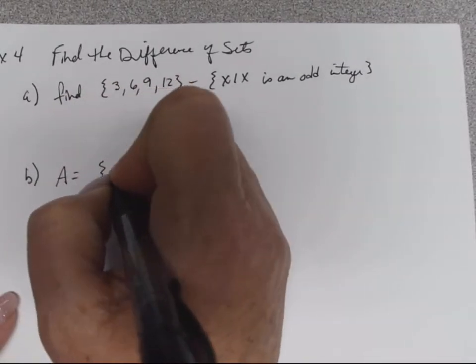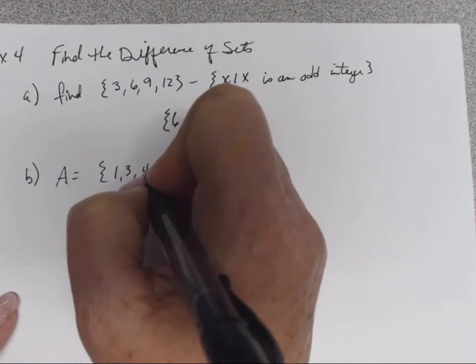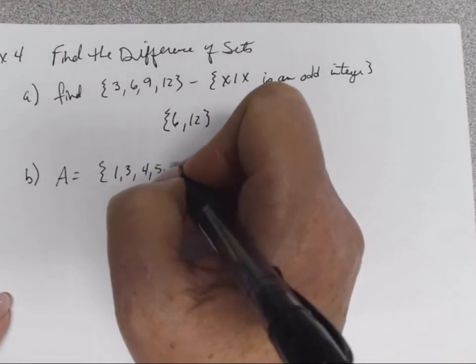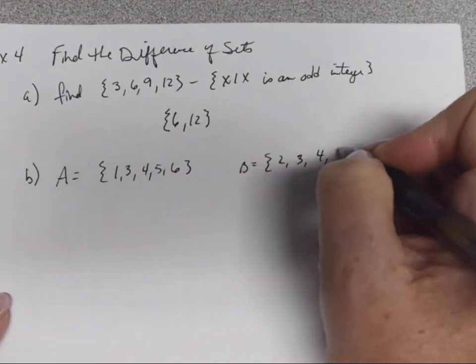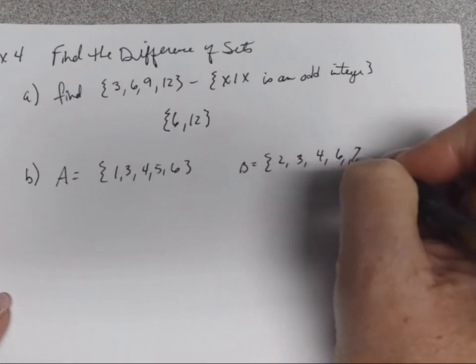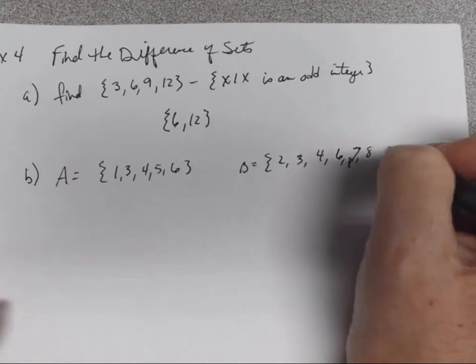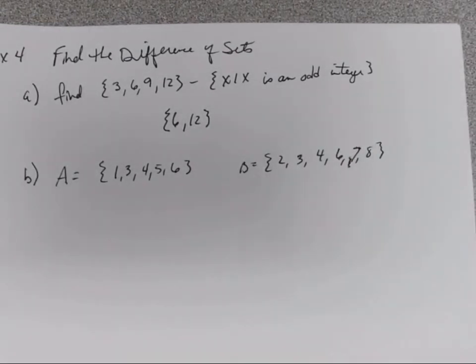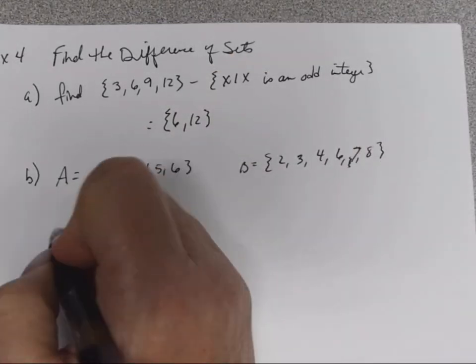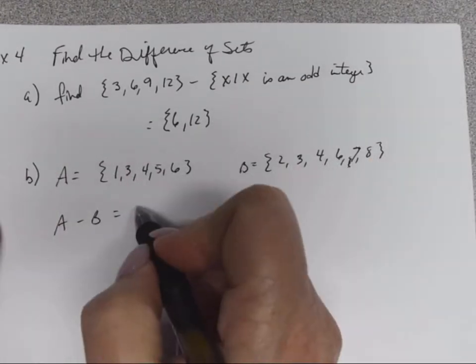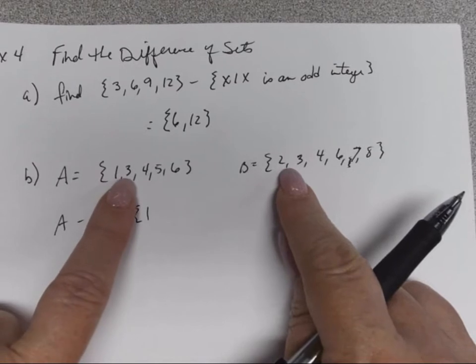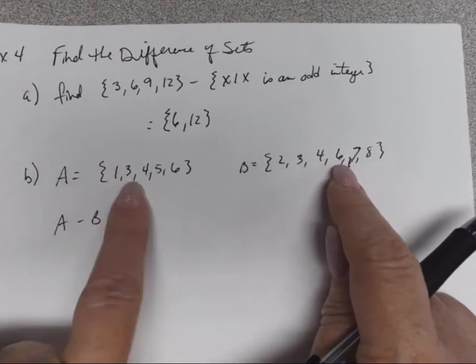If A is equal to 1, 3, 4, 5, and 6, and set B is equal to 2, 3, 4, 6, 7, and 8. I got an extra comma there, sorry. So now we're looking at A minus B. The 1 will stay because B doesn't have a 1. And we don't care what B has that A doesn't in this. We're looking at set A minus B.